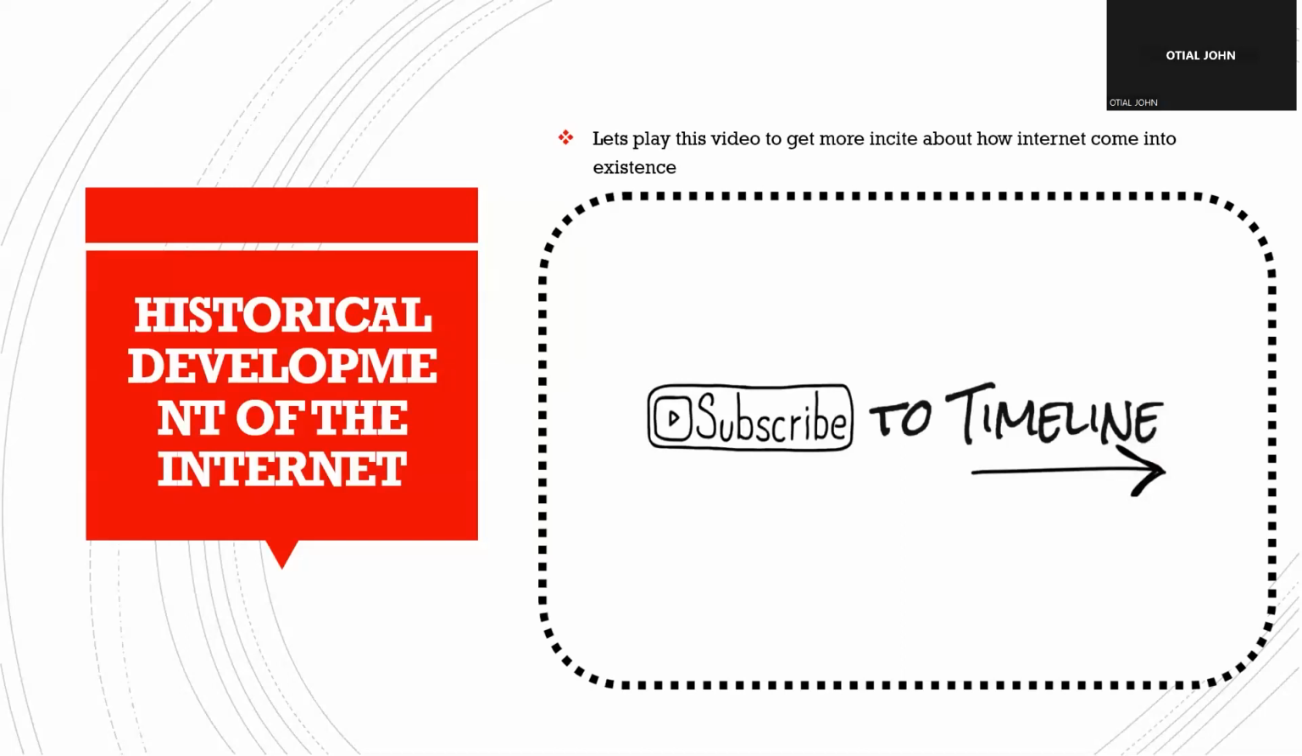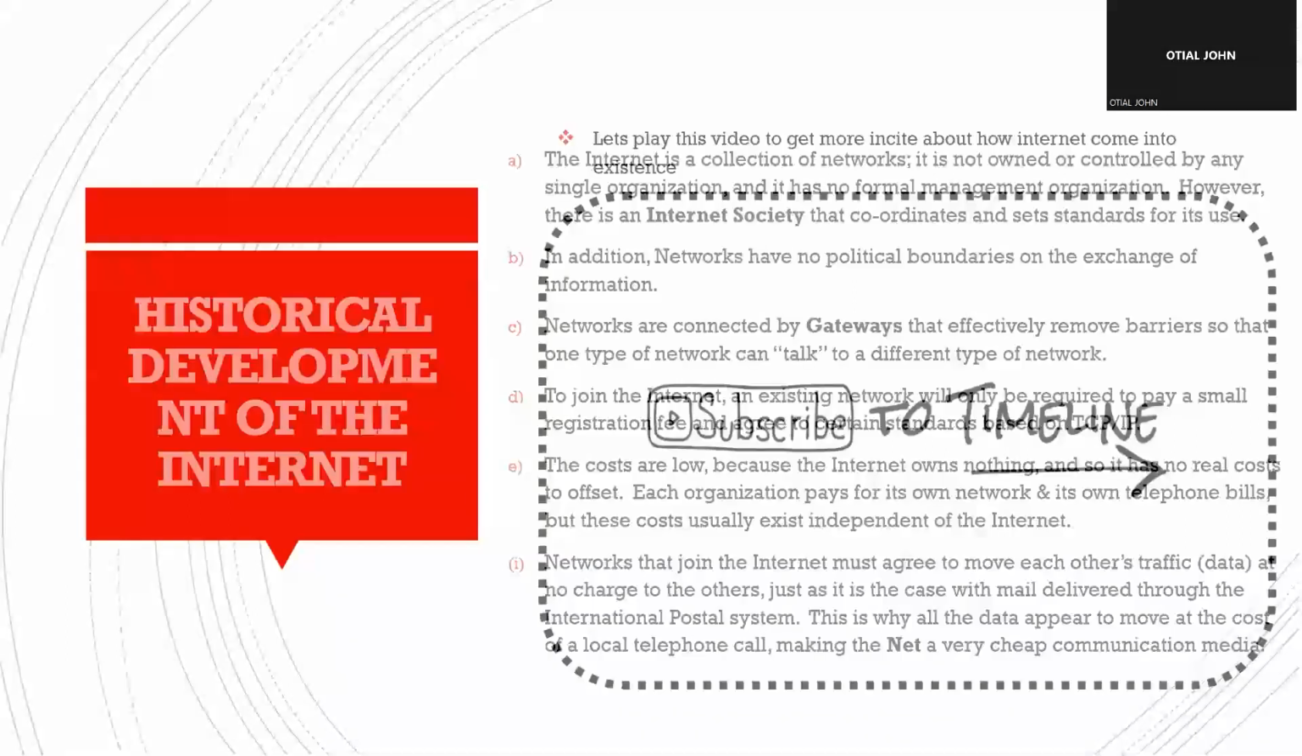Later on, we came to the evolution of what we call AI, artificial intelligence, which helps in research and aids users to carry out various tasks. So that is just a brief lesson about the historical development of the internet.